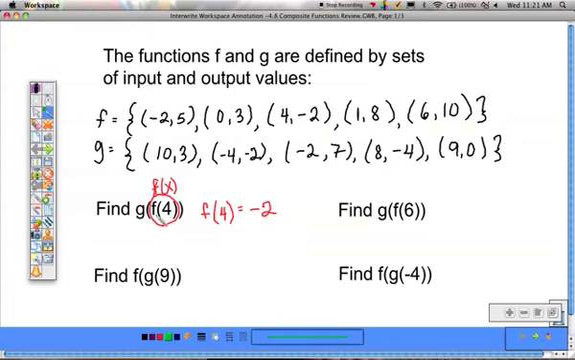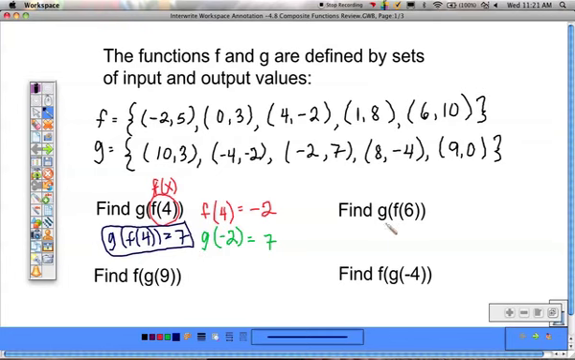So now you're going to replace the f of 4 with the negative 2, and you're going to get, all right, find g of negative 2. Again, this is the x value, so now you're looking at the g function when the x value is negative 2. So right here is negative 2. So when x is negative 2 in the g function, the answer is 7. So we see our final answer, g of f of 4 equals 7.